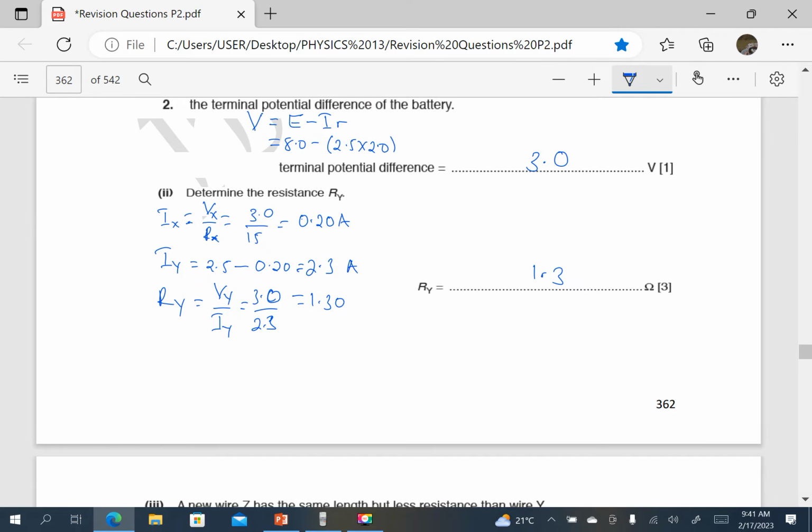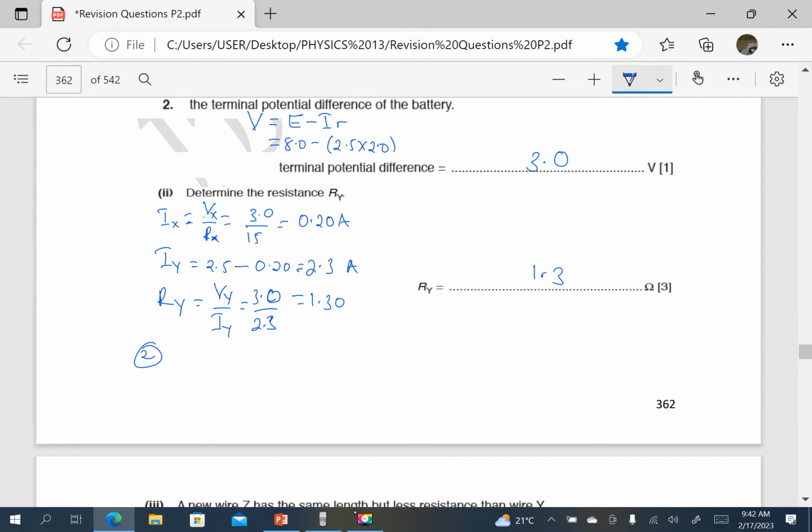Because I know that RX and RY are in parallel, I can find the total resistance. Then I subtract the internal resistance. Then I can find the resistance RY. So this is method 2.